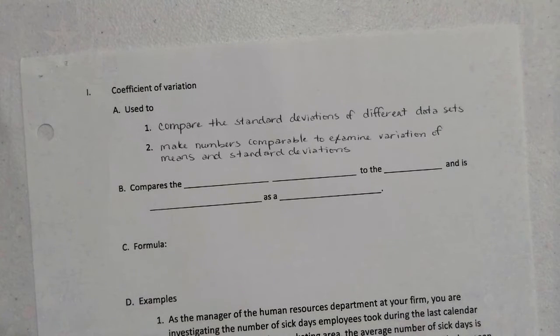Because oftentimes with the data sets that we've got, the standard deviation is a little bit skewed, and it's difficult to compare the data sets because our mean is different, our standard deviation is different. So what that coefficient of variation does is it makes the numbers comparable so that we can examine that variation of the means and the standard deviations, and we can see which data set is more reliable and less variable than the other data set. Less variability means more reliability.